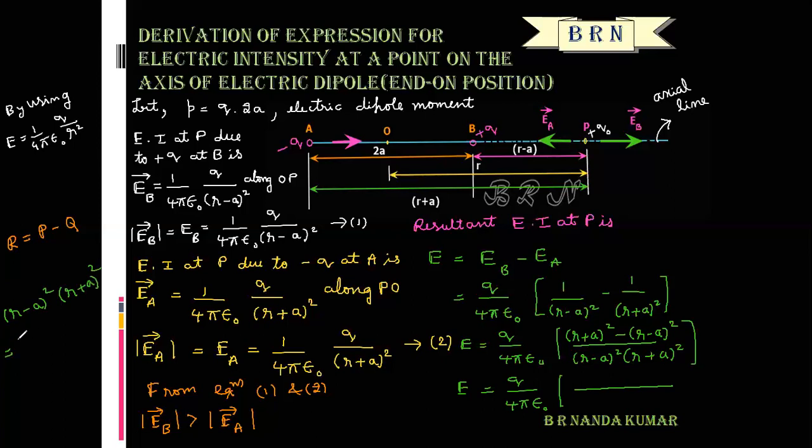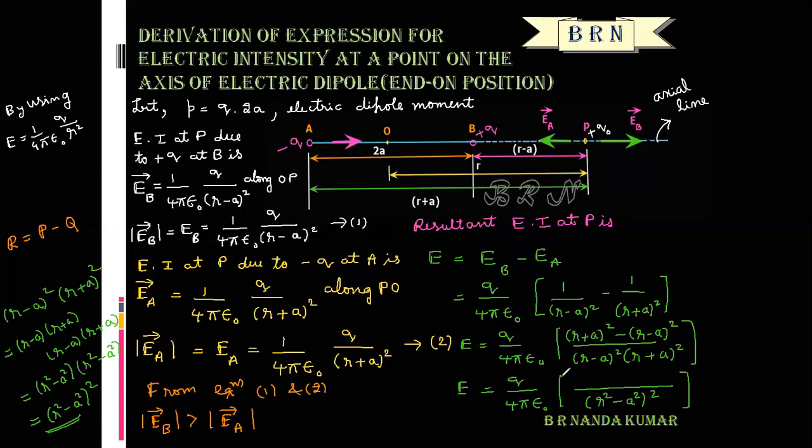So this can be written in the form of (r minus a) into (r plus a), again (r minus a) into (r plus a), right? So (r minus a) into (r plus a) is r square minus a square. Again, r square minus a square. So (r square minus a square) whole square. This is the LCM, right?